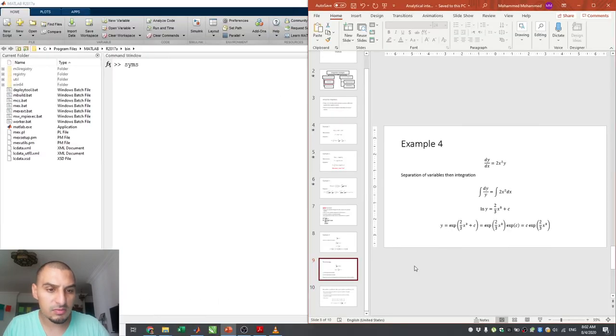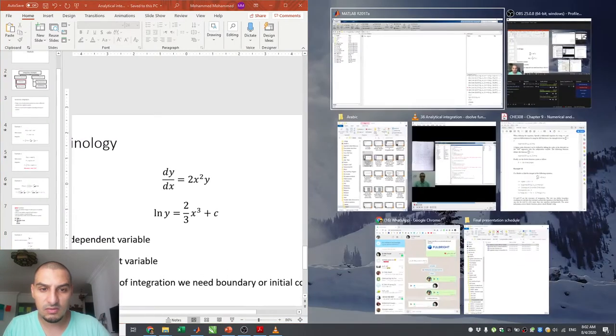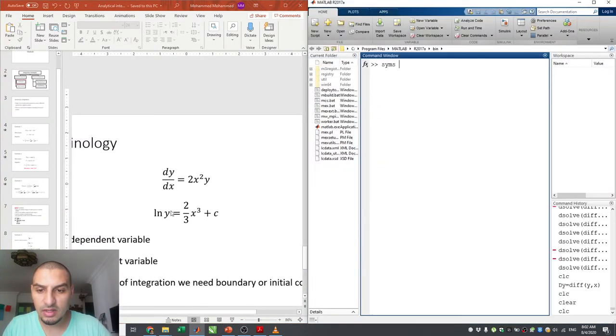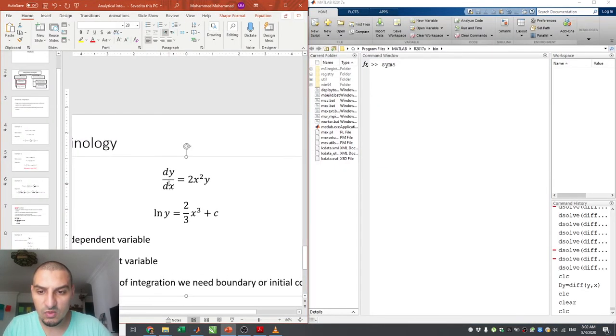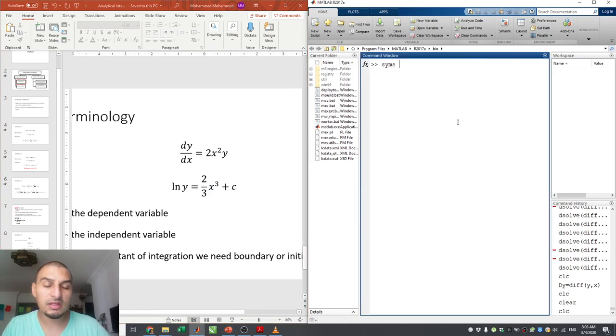I'm gonna just put them side by side so that we can see them well. So I have now in this equation the y is the dependent variable and x is the independent variable. So I need to define these dependent and independent variables in the symbol definition here. So I have to make it y as a function of x.